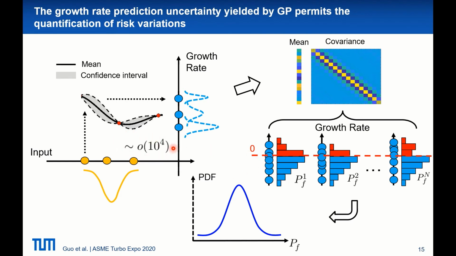Recall that we need this amount of samples for performing Monte Carlo simulations. In that situation, our covariance matrix will be really huge. And as a result, generating realizations from this covariance matrix will be extremely low in efficiency. So how can we solve this problem?